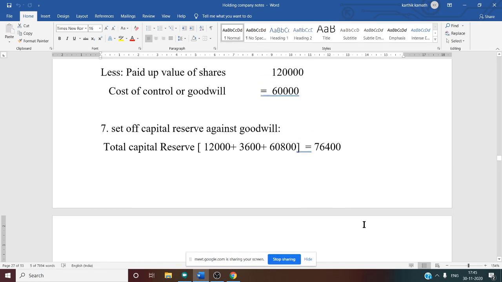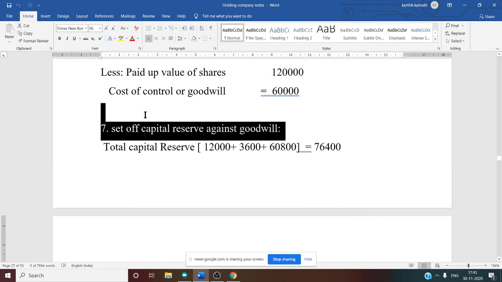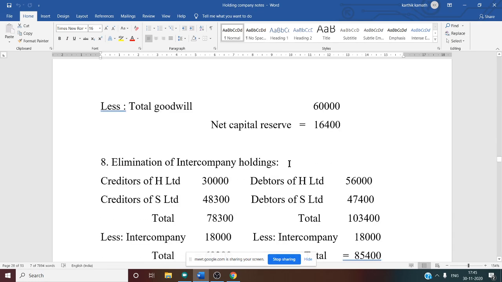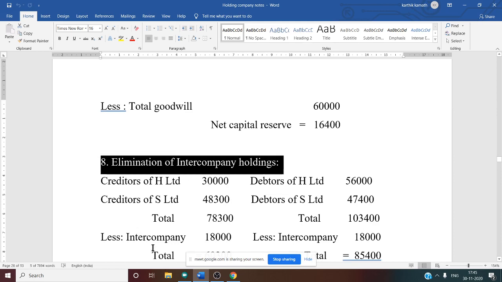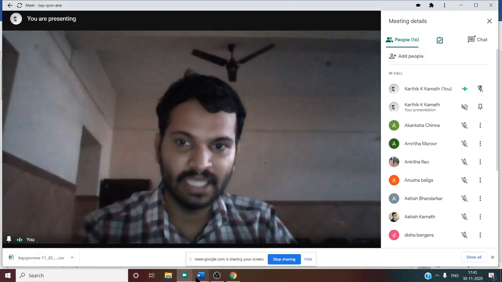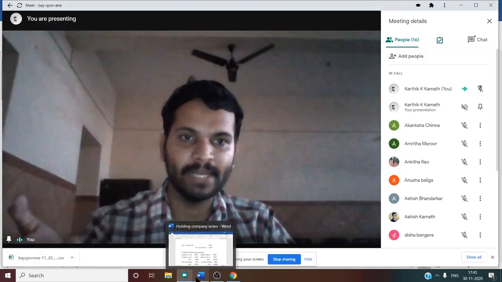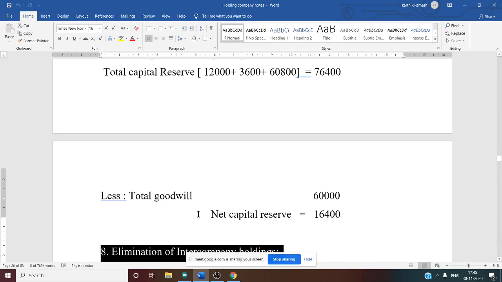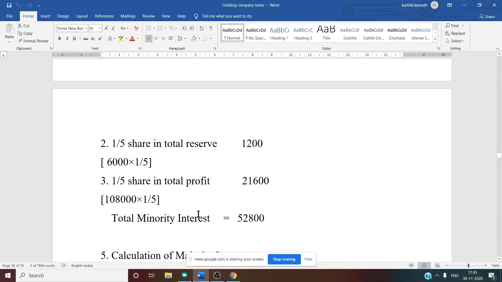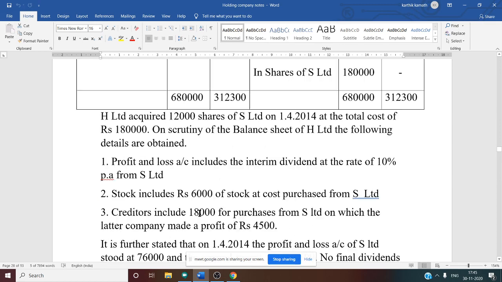This is about working note number 7, set off of capital reserve against goodwill. Then after this there is intercompany transaction, working note number 8, elimination of intercompany transaction. So now once again we have to see the adjustment. Let us see the adjustment once again.